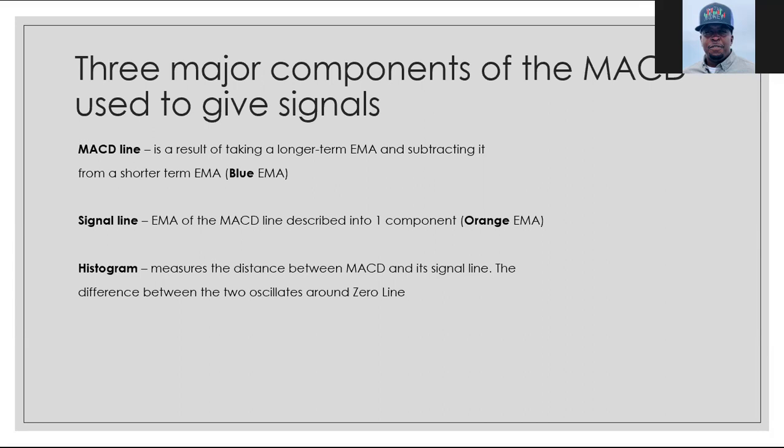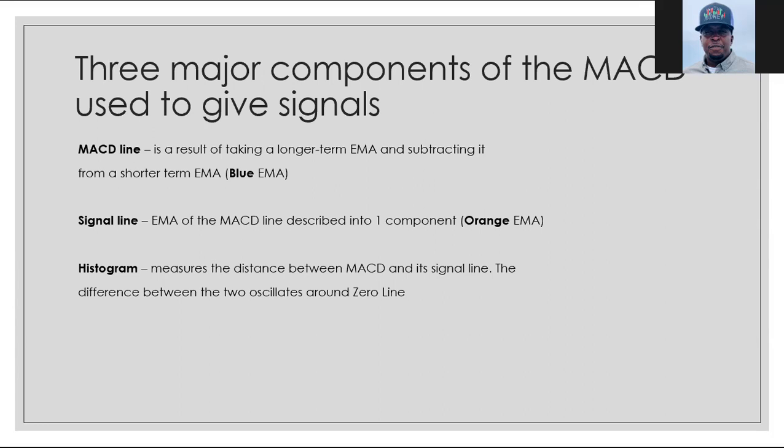The signal line is the EMA of the MACD line, described in one component, one baseline. What you need to know is that the signal line is your orange EMA. The histogram measures the distance between the MACD and the signal line, the difference between the two oscillators around the zero line. It gives you that histogram configuration.